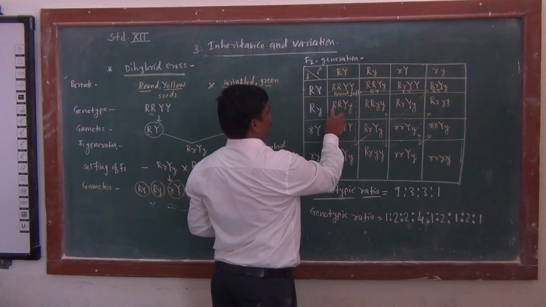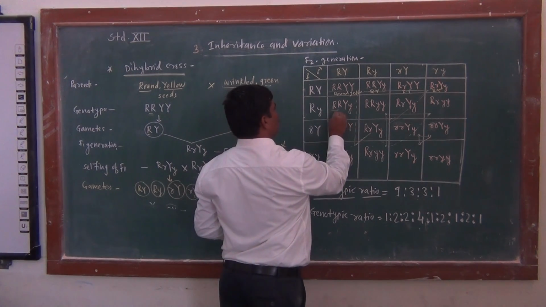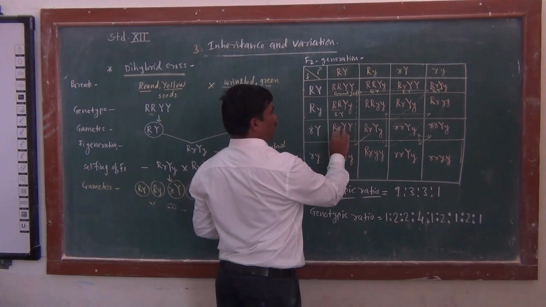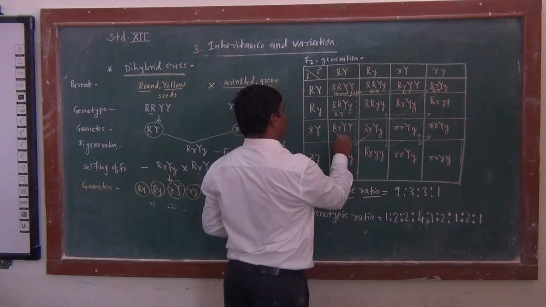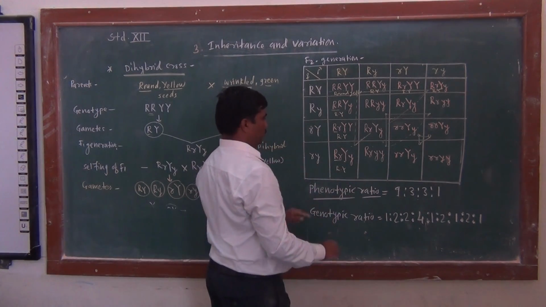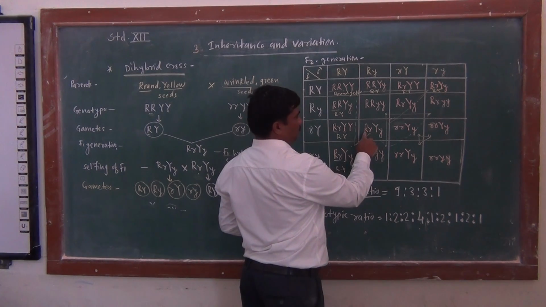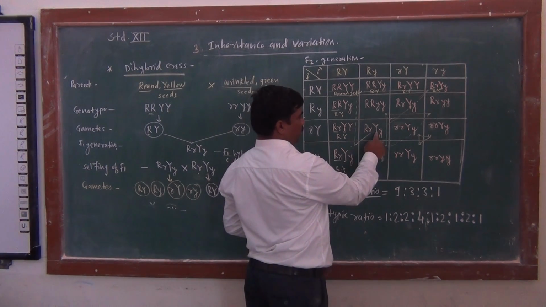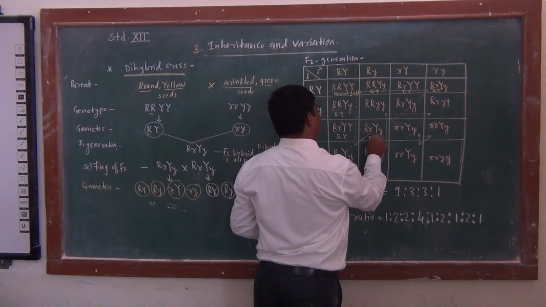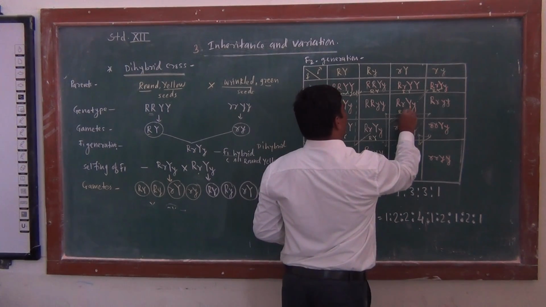In this case, this offspring has capital R, capital Y, small y, so it is also a round yellow individual. Here again, capital R, small y, both are dominant, therefore it is also round and yellow. This is also a round and yellow individual. In this individual, one is capital and another is recessive, again Y is capital and another is recessive. So this is again round yellow. Okay, then this is round yellow.